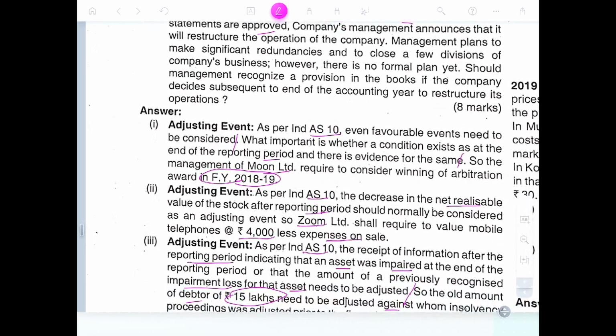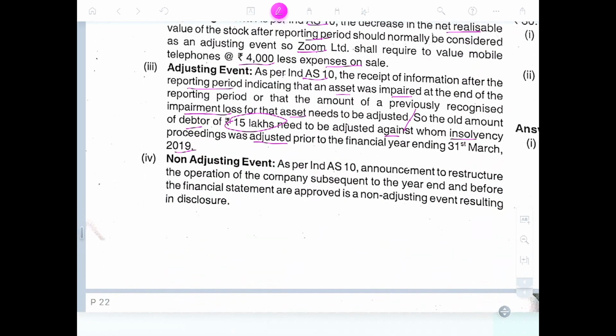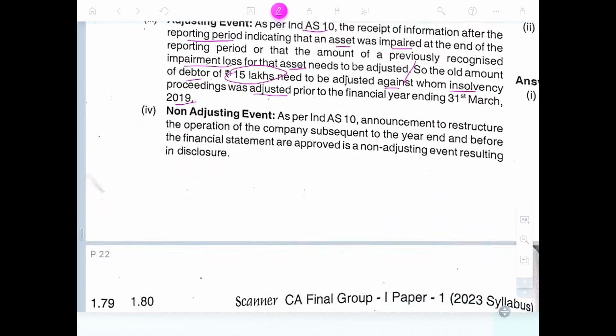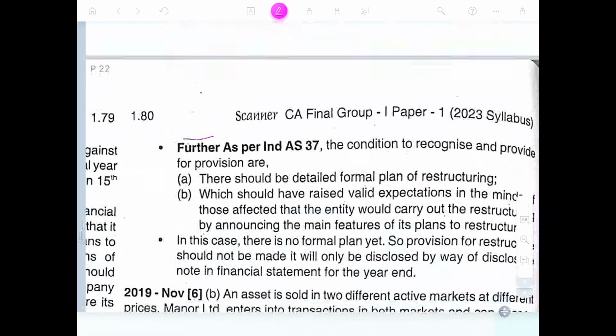Should the manager recognize the provision in the books of account? Decide: the announcement is subsequent to the year end, so it is a non-adjusting event. The announcement to restructure the operations of the company subsequent to the year end and before the financial statements are approved is a non-adjusting event, resulting in disclosure.